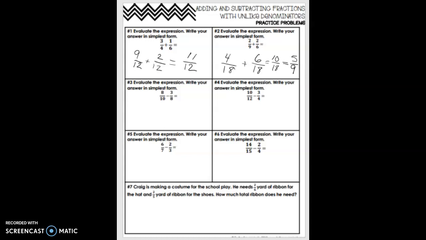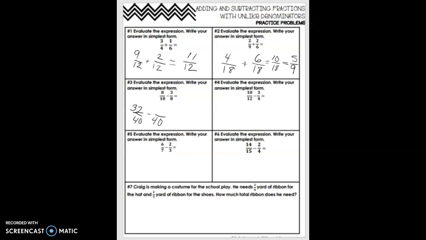Number 3, 8/10 minus 3/8. Again, I need to find my LCM. That means that 10 and 8 can both change to become 40. So 40 is going to be my new denominator. 10 times 4 is 40, so I take the numerator times 4. 8 times 4 gives me a numerator of 32.